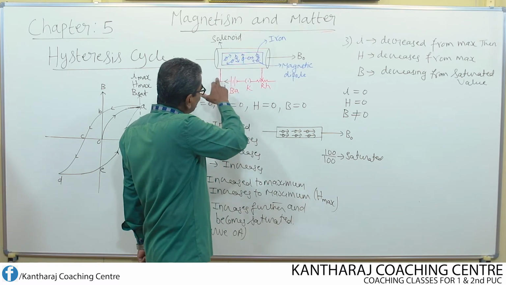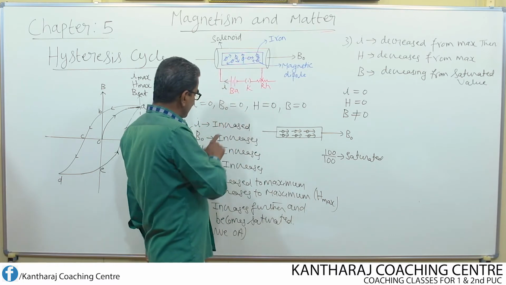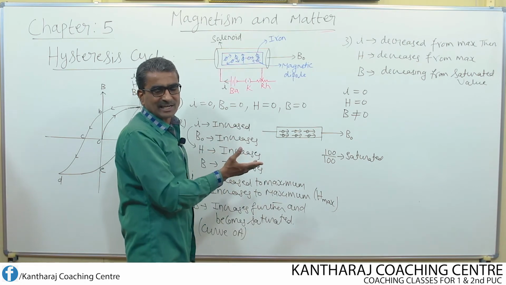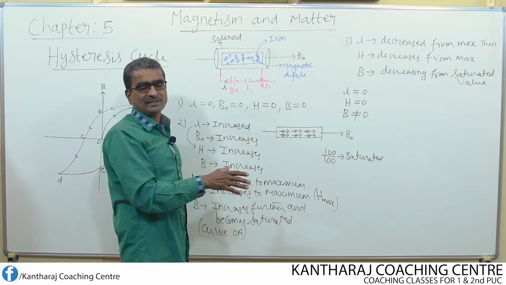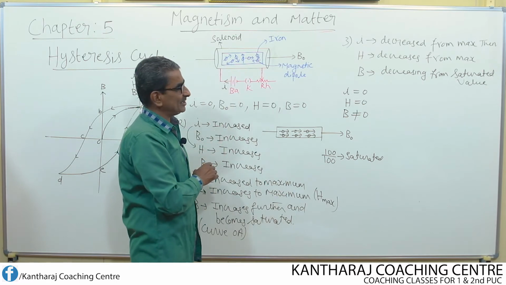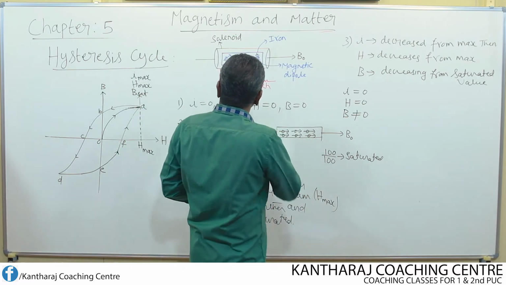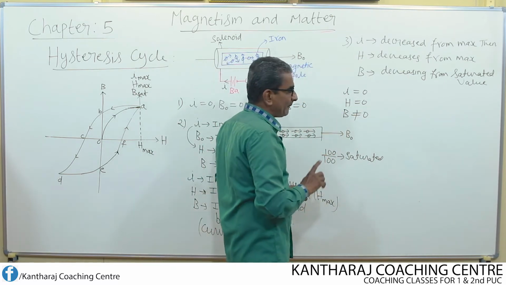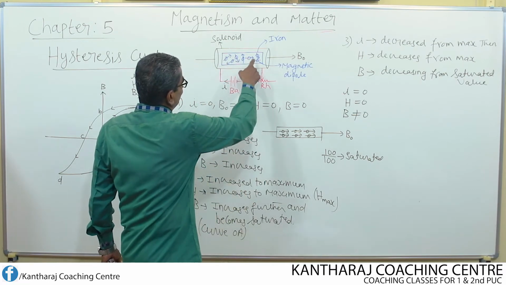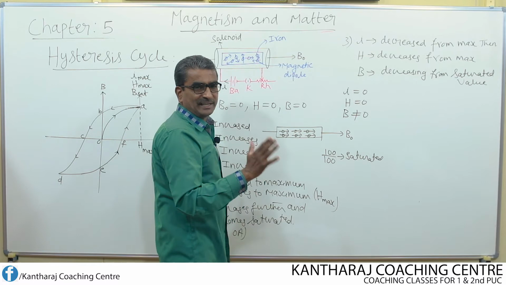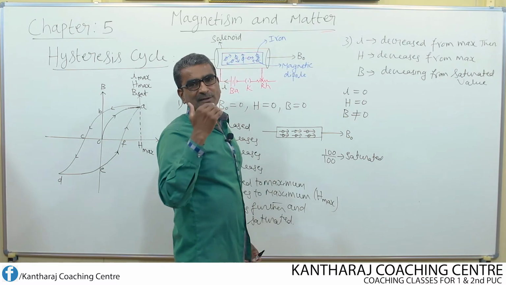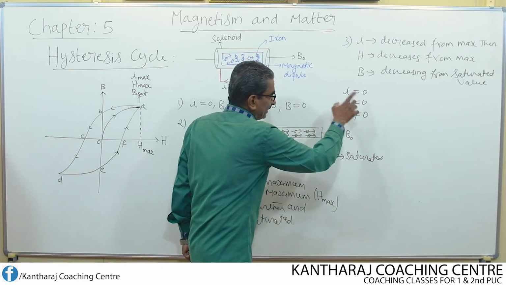So we should decrease the current gradually, because in the first stage we increase the current gradually. So do the same thing. Increase gradually, decrease gradually. Don't increase suddenly and don't decrease suddenly. That is the procedure to be followed during magnetization and demagnetization. So when I is made completely 0, H becomes 0, B doesn't become equal to 0. What does it mean? The substance is able to retain the magnetic field, even though H becomes equal to 0.